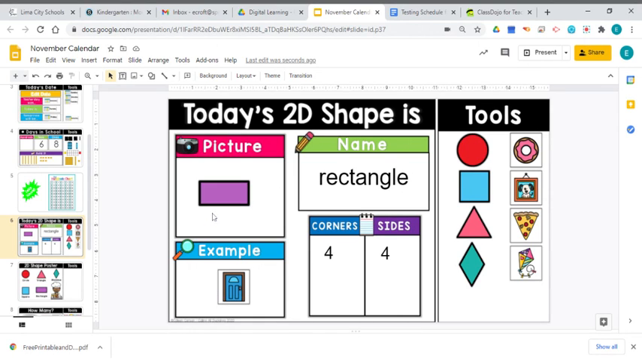I sing the rectangle song, 2 sides short and 2 sides long. Sing the rectangle song, 2 sides short and 2 sides long.